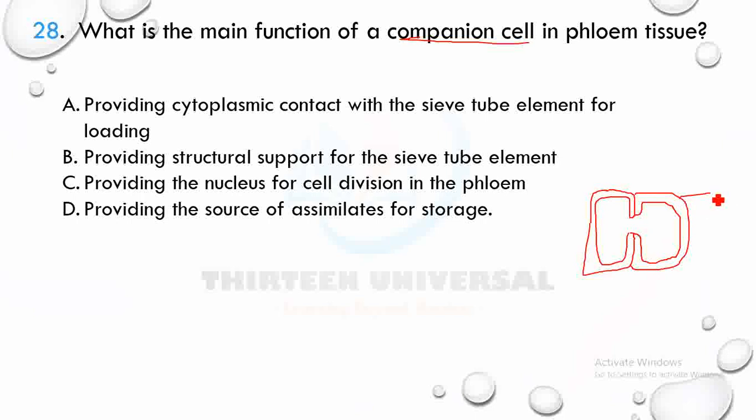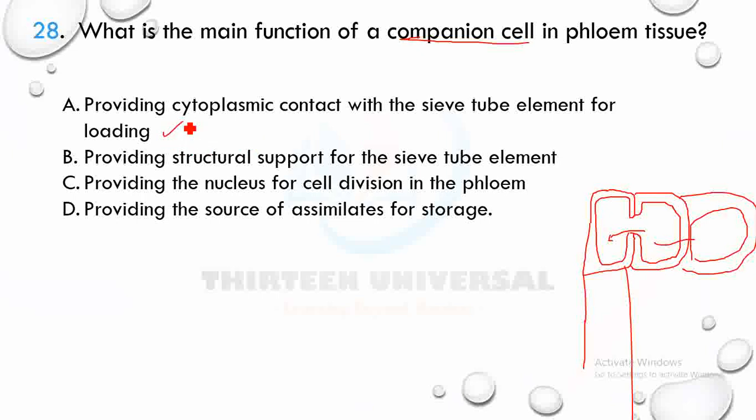After it has loaded sucrose from the source cell, maybe a mesophyll cell, the companion cell loads sucrose here, and sucrose finds its way there. Meanwhile this is a tube. So A is correct: providing cytoplasmic contact with the sieve tube element for loading.